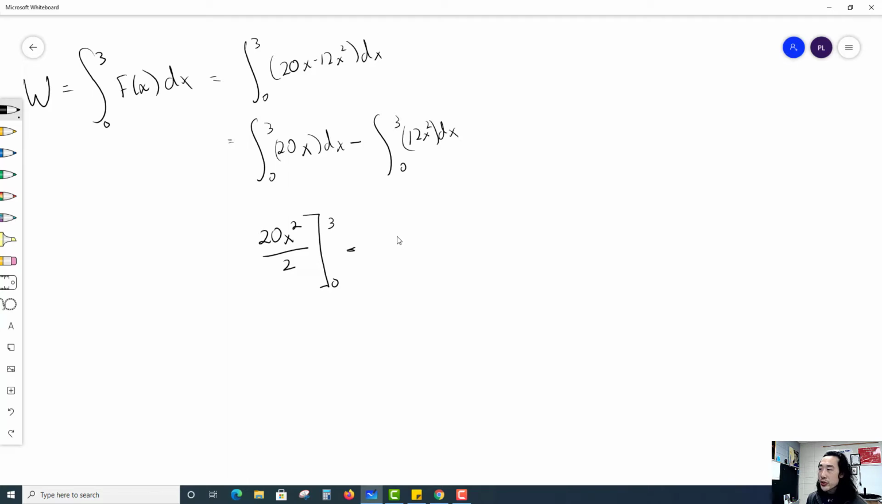Minus the integral of 12x squared. The exponent of 2 is going to go up by 1, but before I do that, I'm going to take out my constant of 12, x squared dx. So we get 20x squared divided by 2 from 0 to 3 minus 12. The integral of x squared gives us x cubed divided by 3 from 0 to 3.